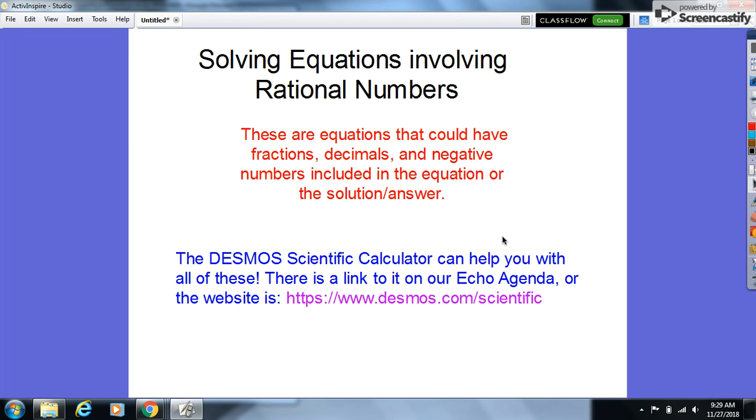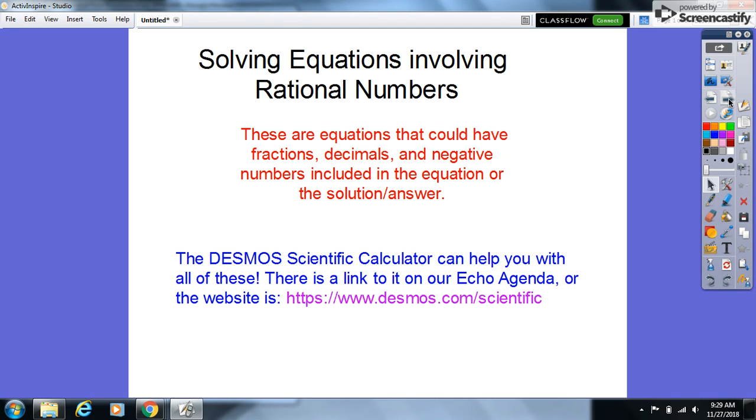Don't panic. That Desmos scientific calculator that we have linked in our agenda will help you with the fractions. It'll actually turn them into decimals for you, so don't worry. There are also handheld calculators that have fraction functions. Let's take a look at a couple examples.